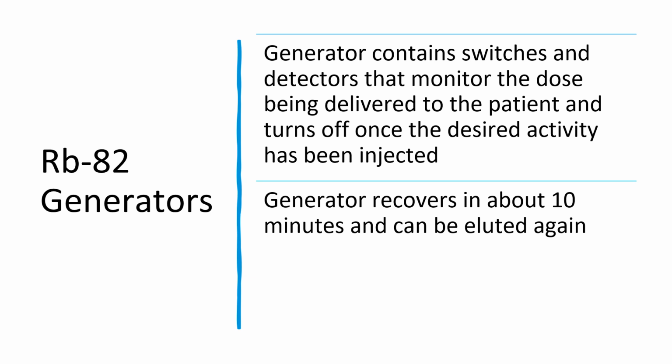So the rubidium-82 generator contains switches and detectors that monitor the dose being delivered to the patient, and it turns off once the desired activity has been ejected. The generator will recover in about 10 minutes and can then be eluted again.